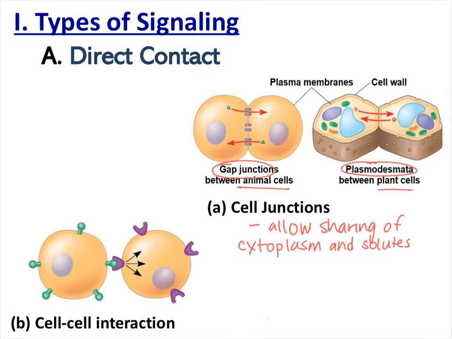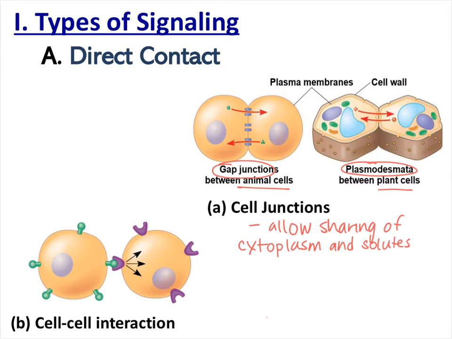A different type of direct contact is when two cells, which perhaps are normally moving or migrating around, make contact with each other through the use of surface membrane proteins. And so one would have a receptor and one would have a protein that would fit that receptor like a puzzle piece. And that interaction would then trigger an event inside of the receiving cell.